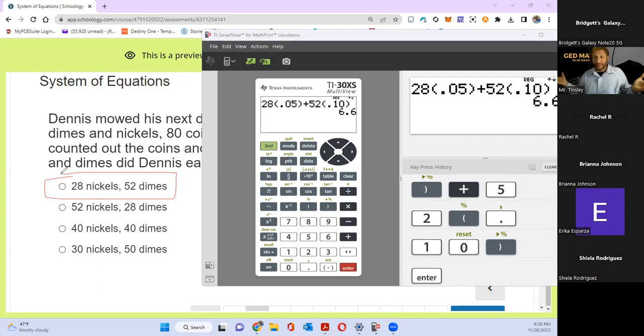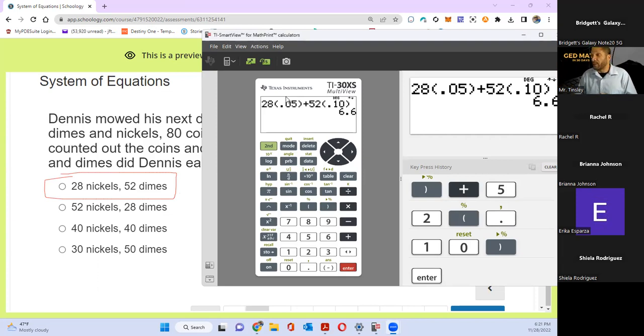I'm done. That's no algebra. That's no setting up equations. That's no getting rid of N or D. That's not plugging anything back in. This is the way. If you get a word problem with a system of equations, I would rather you solve this equation to understand what you have and to use the multiple choice to get your answer. Does everybody understand that?